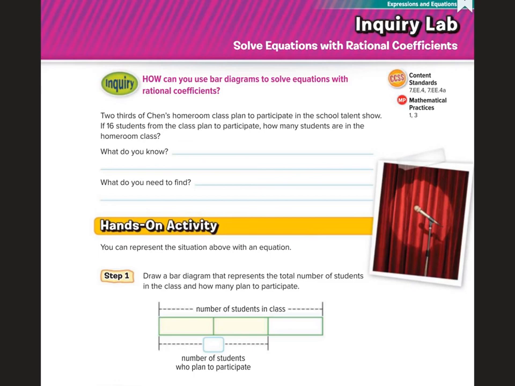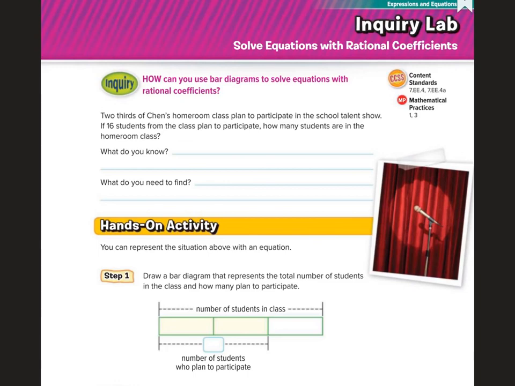How can you use bar diagrams to solve equations with rational coefficients? 2/3 of Chen's homeroom class plan to participate in the school talent show. If 16 students from the class plan to participate, how many students are in the homeroom class? What do you know? What do you need to find?